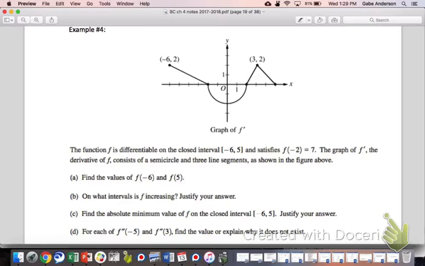You can clearly see this is a free response question from a past AP test. It gives us this graph of f prime. That's a really important thing to note. There it is, graph of f prime. It tells you that it's a semicircle and lines, piecewise linear and all that stuff. And then it asks you a bunch of questions.